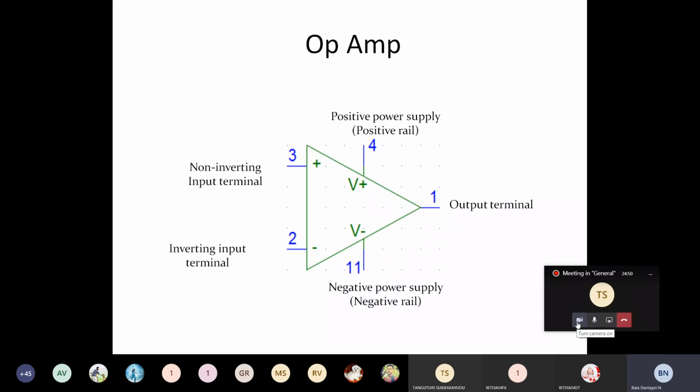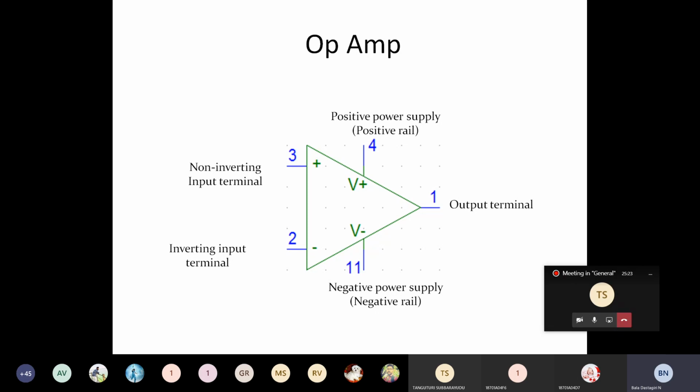The operational amplifier can be written as op amp, OP-AMP. This is the symbol of the operational amplifier. You can see here there are majorly 5 terminals. Which are the 5 active terminals?